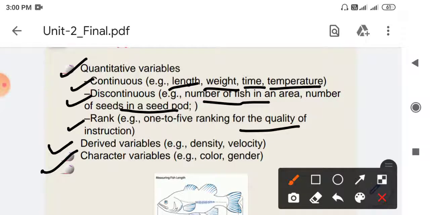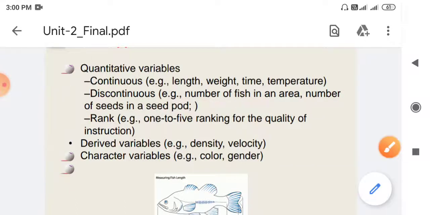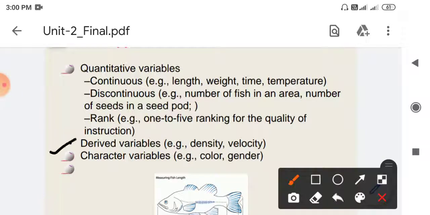We can say that a given result is either 1 star or 2 star, and as such we can give a rank to that particular result. That is the quantitative variables. Next is the derived variables. So how will you know the derived variables?